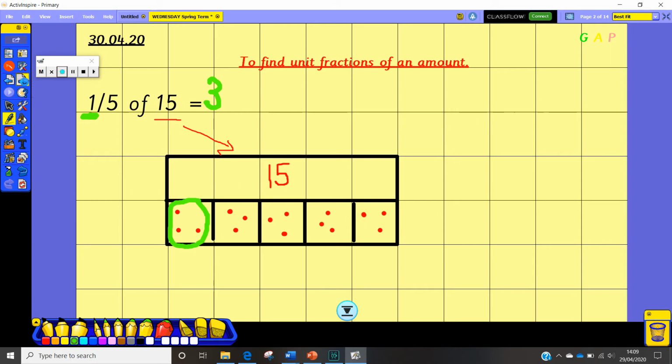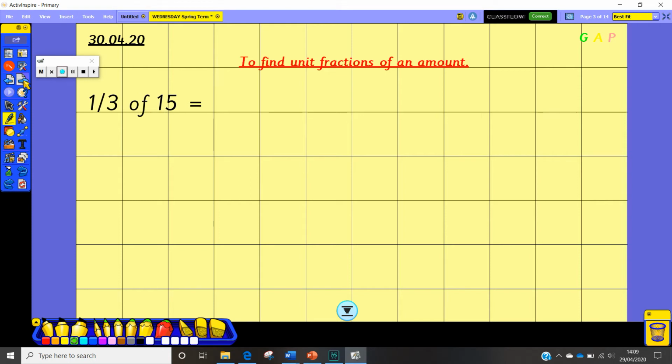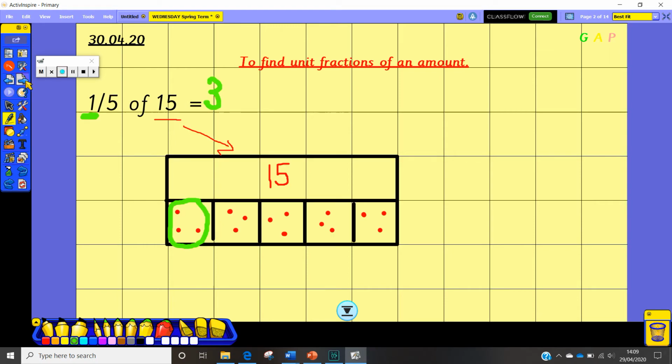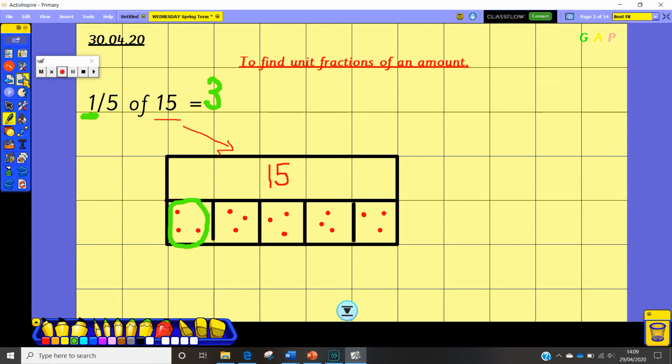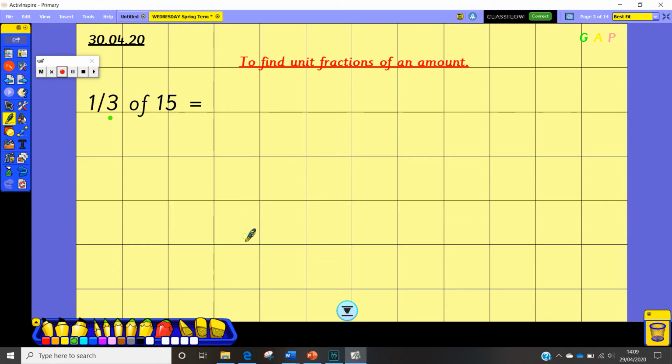It's not a problem. So the next question is asking me for 1/3 of 15. So I've read my question. The only thing that has changed, if I flick between the two there and you focus on that question, the only thing that has changed is the number here in the denominators. Instead of looking for the fifths, I'm looking for a third this time.